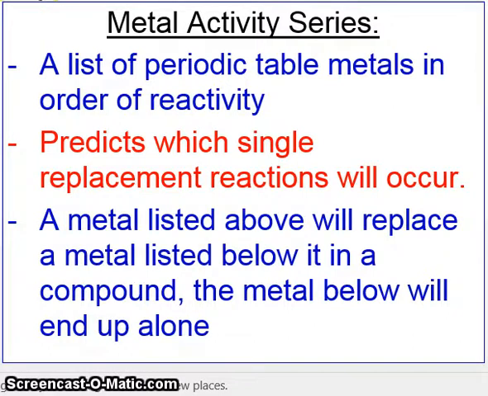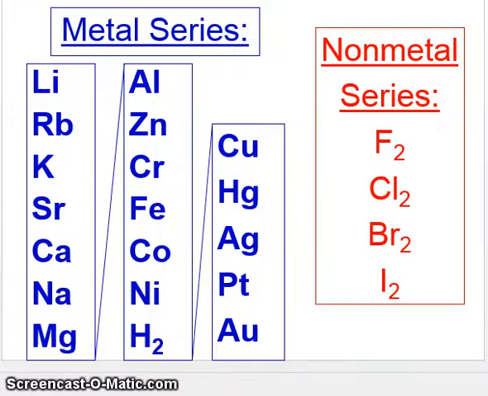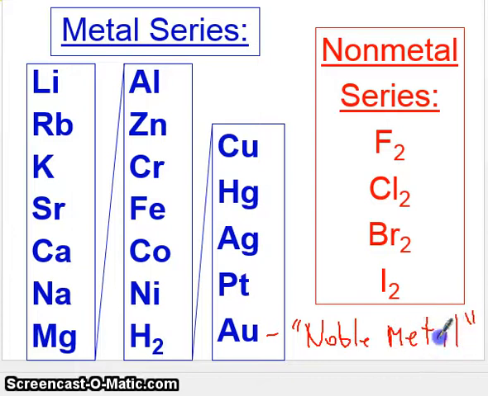So here is the sample activity series. The whole activity series is not represented, but this is good enough for us. What we do is we list the metals from top to bottom in order of activity. So lithium is the most active. And as we go down, we get down to gold, which is the least active. You may recall that gold is what's called a noble metal, along with platinum, actually. Platinum is another noble metal, because they are not reactive.